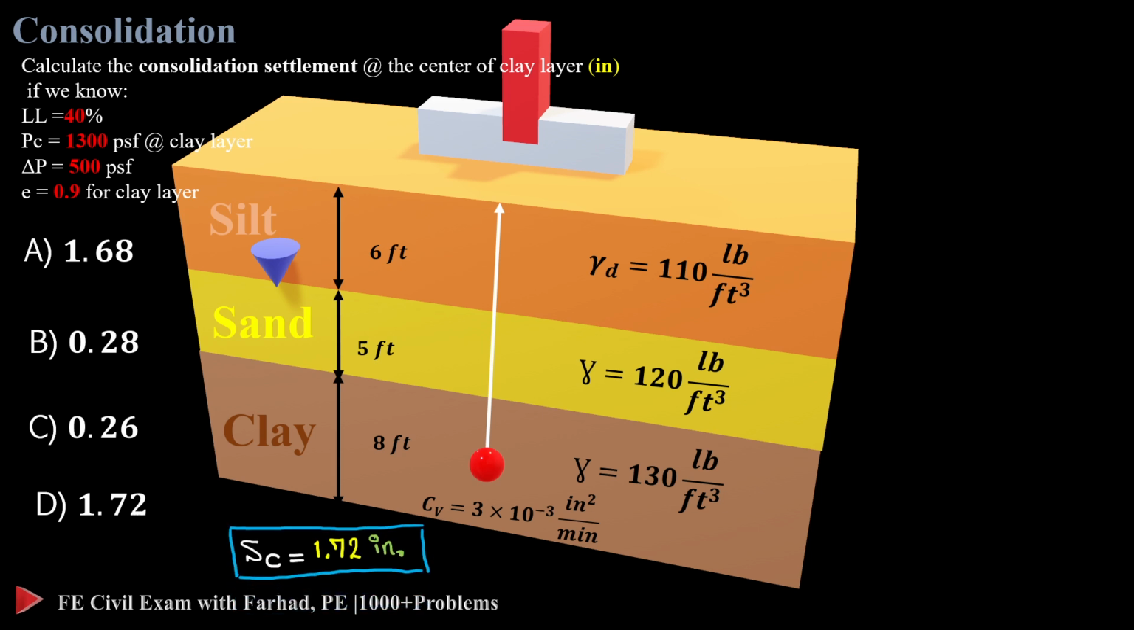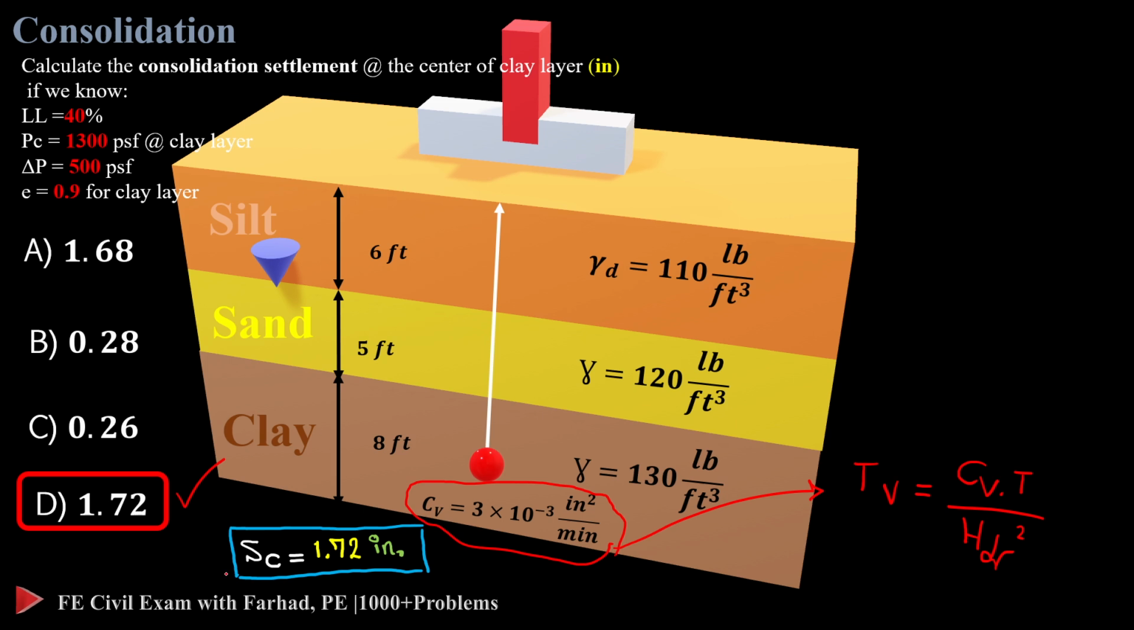So in our problem, it goes with choice D. One may ask, what about this formula here? Did we even touch it, or why is it here? That's the coefficient of consolidation, CV, and you use it with the time factor, CV times T over HDR squared. You use this equation when time is involved, but we don't have any concepts relating to time here. So this is an extra equation which is not useful in our case.